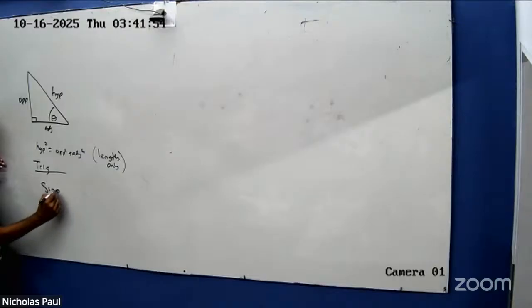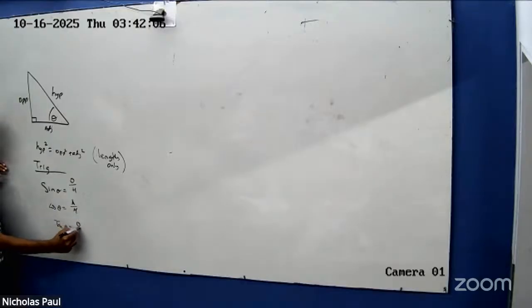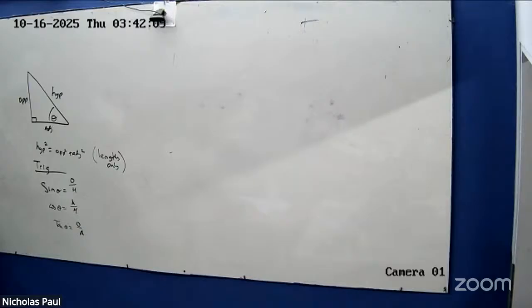Sine theta is what? Opposite over hypotenuse. Cosine theta is adjacent over hypotenuse. And tan theta is what? And what did I tell you? If you learn to use the cosine rule properly, it could substitute for this. If you use the sine rule properly, you don't need to learn this.